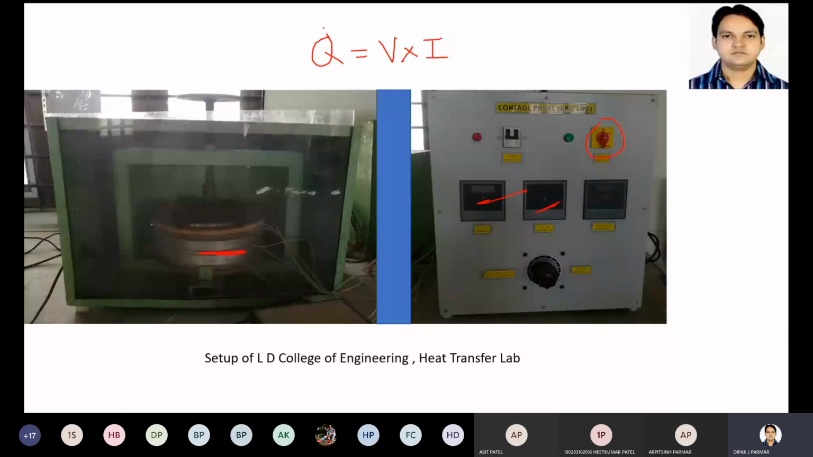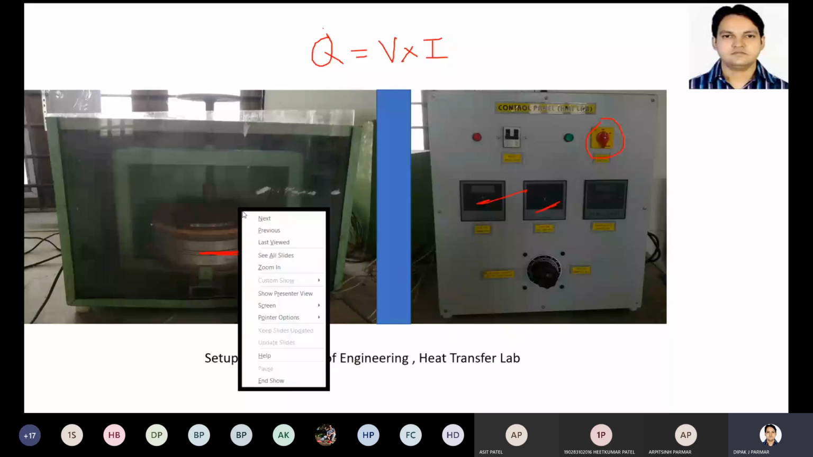With each plate, each surface plate, we have thermocouples attached. Suppose the first wall is this: three thermocouples are attached over here at different locations, 1, 2, and 3, on the periphery of the plate. Then for the second, here also three thermocouples are connected. Here also three thermocouples are connected. So we have to take the readings of these thermocouples.